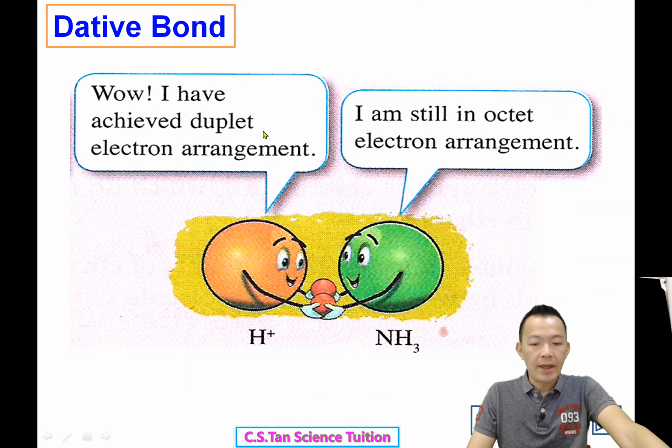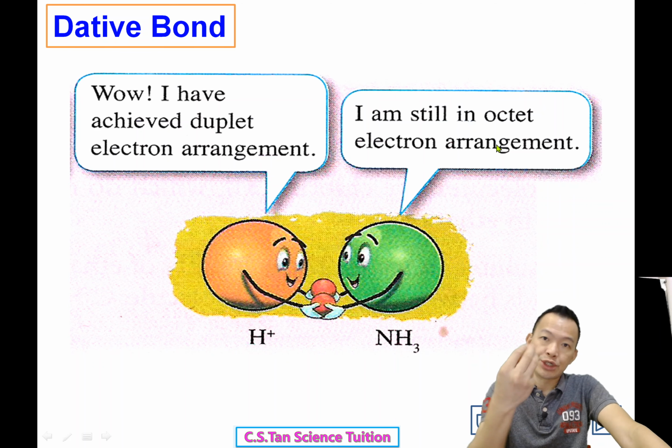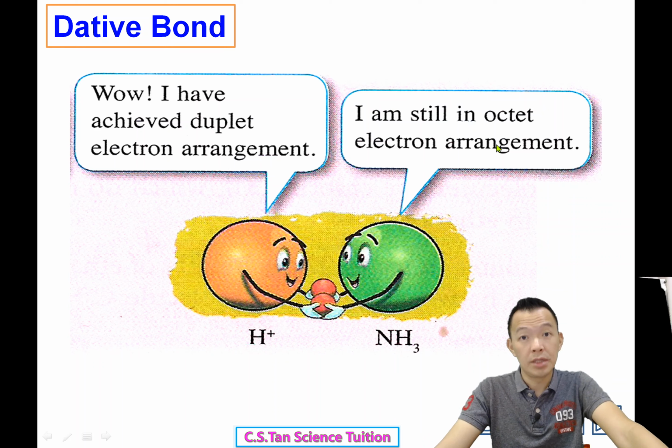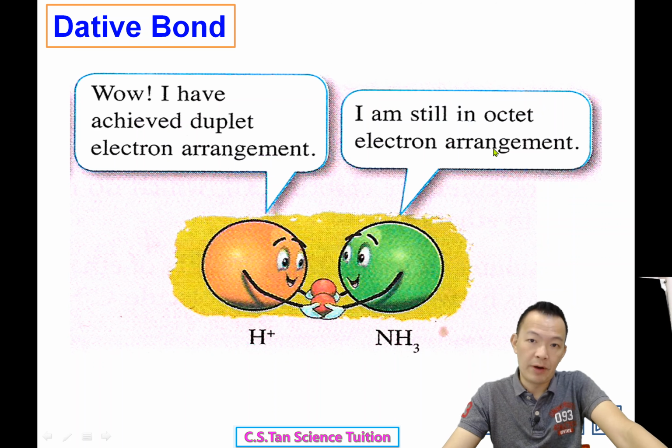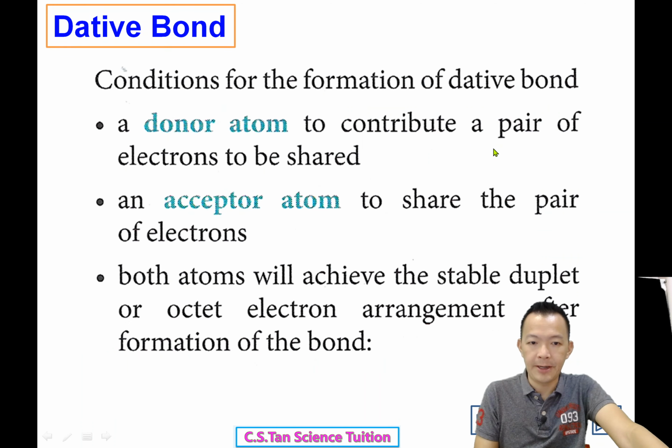Okay, so after they join together, after they forming the dative bonds, hydrogen ion have achieved the duplet electron arrangement, 它突然间拿到两个 electron and become stable. But compared to the ammonia, nitrogen in the ammonia still in the octet electron arrangement. Even it share the lone pair electron, but still octet, 它还是 octet, 对不对? So this is dative bond. But we look at example to become more detailed 啦, 我们看看 example 给我们自己更厉害, 更仔细一点点, okay?